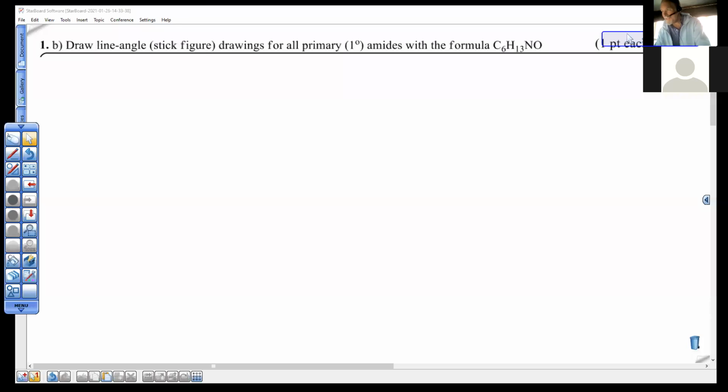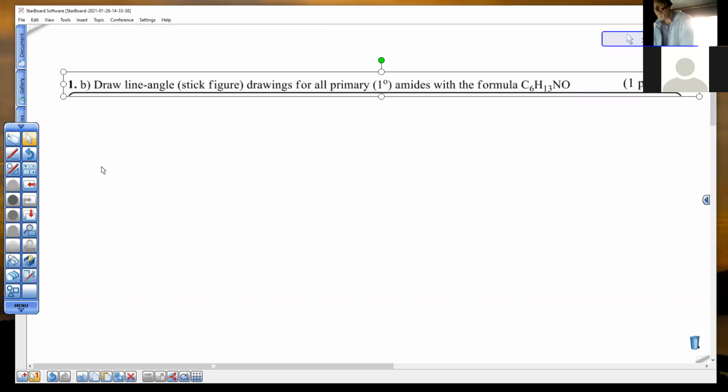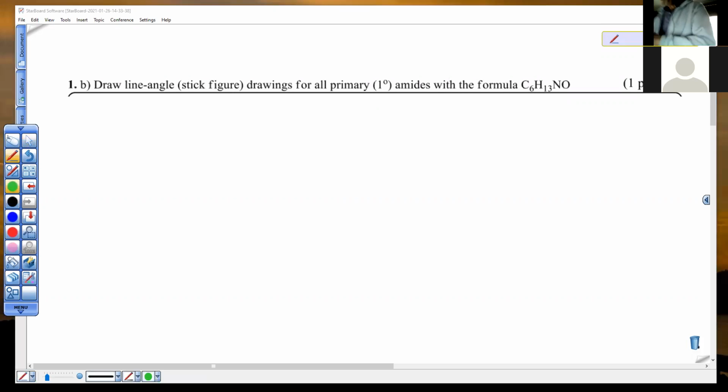All right, we're back and we're continuing with Spring 18 Test 1, Part 4. Here we're asked to draw stick figures for primary amides with the formula C6H13NO. So we have to know the minimum.